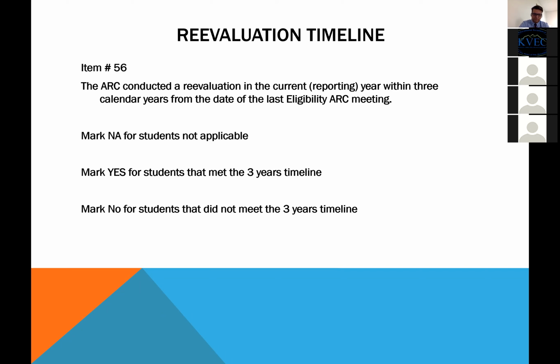So here we'll be marking NA for students that it's not applicable to. We're going to mark yes for students that met the 3-year timeline, and we'll mark no for students that did not meet the 3-year timeline. And now, folks, there's no reason why we shouldn't do that. You have to have a tracking system, and you have to know when your students are up for re-eval. Even if you're going to do a triangulation of data, existing data, you still must meet that 3-year timeline.